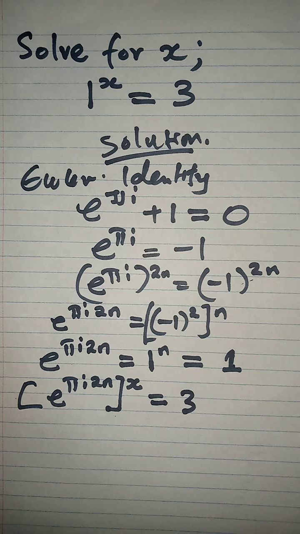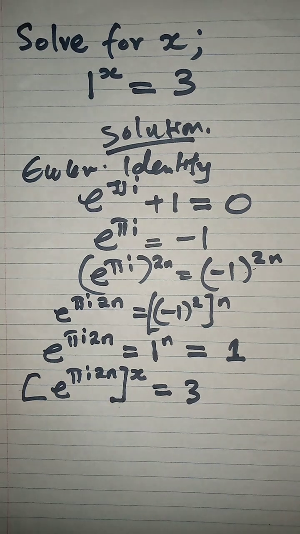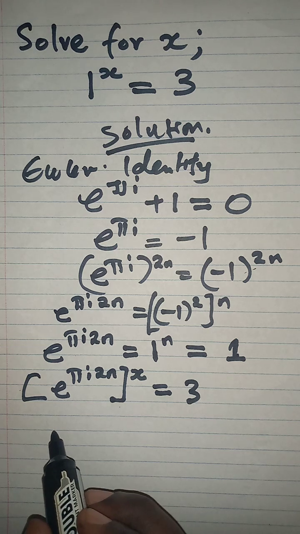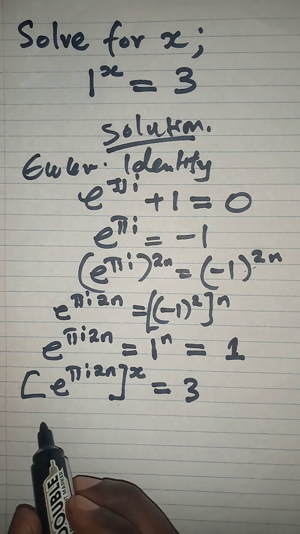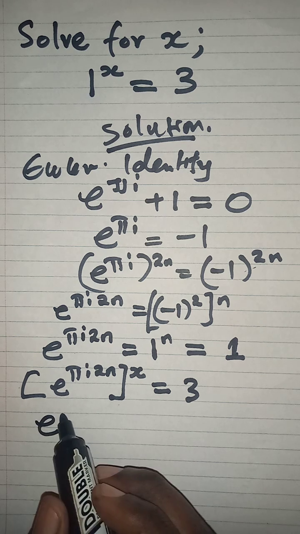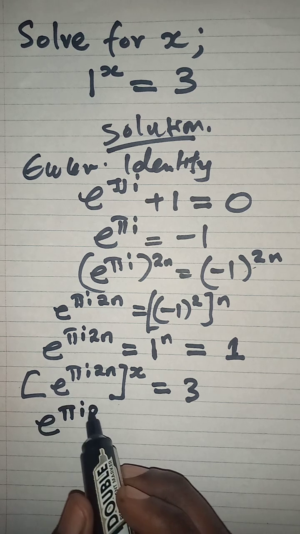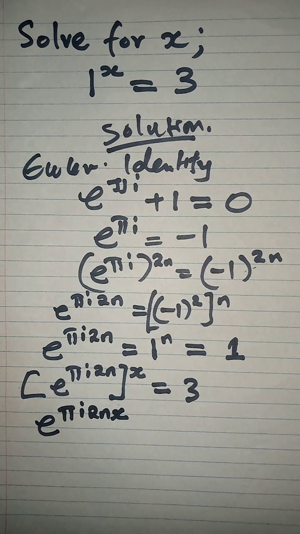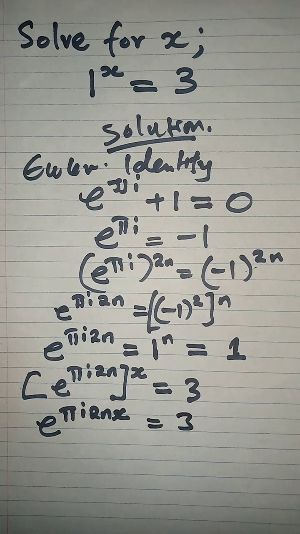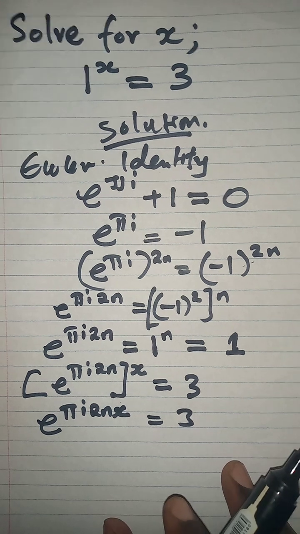Next stage, I'm going to open the bracket using exponential raised to power pi i 2n x. When you multiply the powers, the bracket goes, equal to 3. So it looks nice once again. But for me to remove the exponential power, this is what I'm going to do.